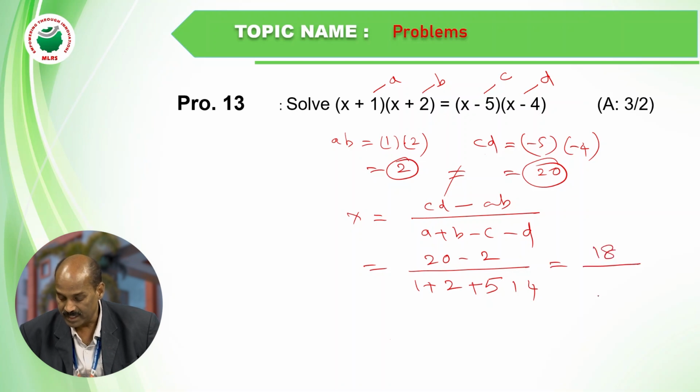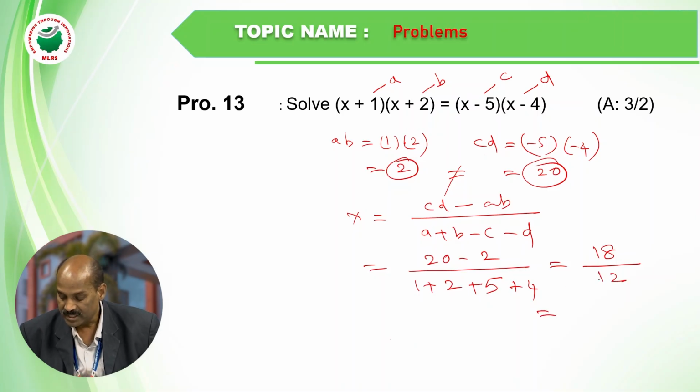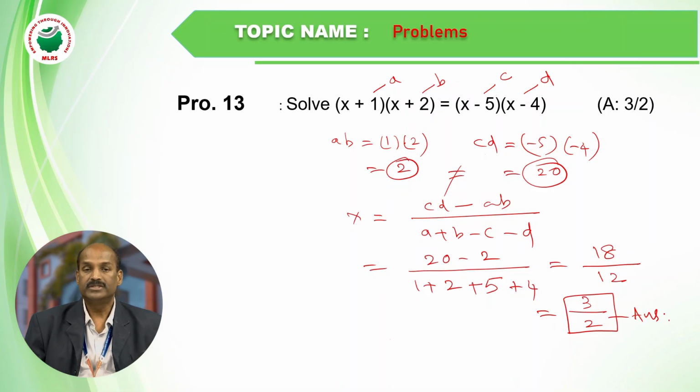So what is the answer here? 20 minus 2, 18. And what is the total here? 1 plus 2, 3. 3 plus 5, 8. 8 plus 4, 12. So 18 by 12, which is 3 by 2. So 3 by 2 is the answer. You see, very simple. Just remember the formula and substitute the values.